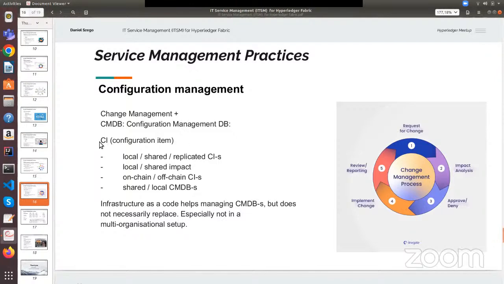So it should be important to have a history of the configuration items that changed, and then they can be local, shared, or replicated CIs based on the impact as well. What's practically important to consider is that this CMDB partly should be available for other organizations as well, because for efficient error handling, you need to see what happened in the other company's blockchain network as well, and that might actually raise some serious privacy concerns.